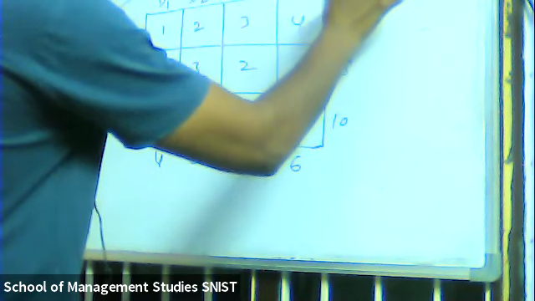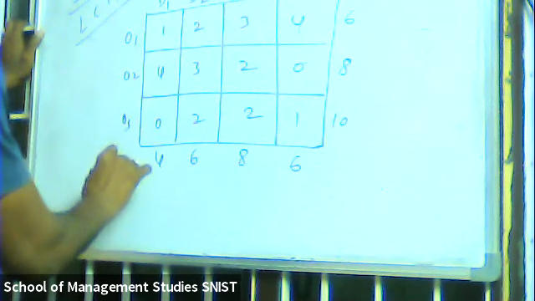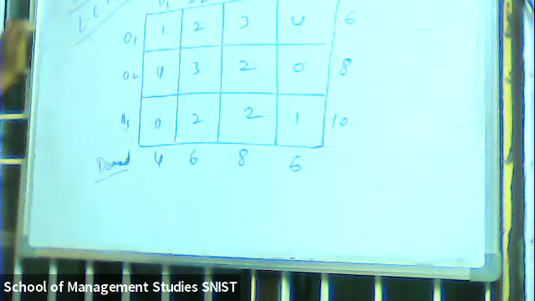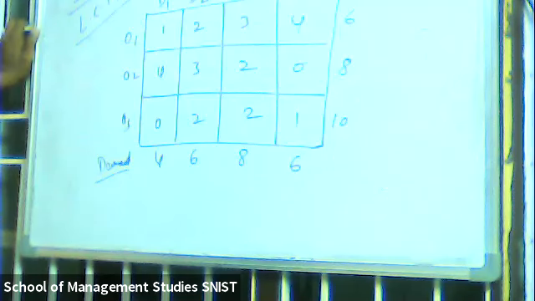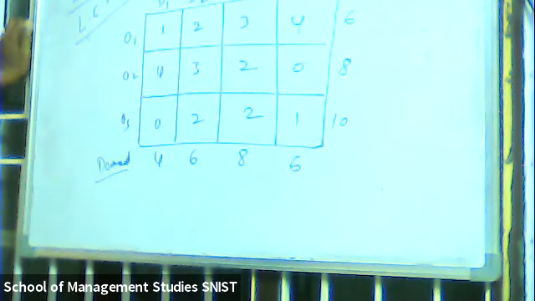This is supply and this is demand. Now any one of you can please tell me. It is balanced, sir. Good. 10, 8 and 24. 10, 8, 18, 24. Yes, balanced. It's a balanced problem. Fine. Next.